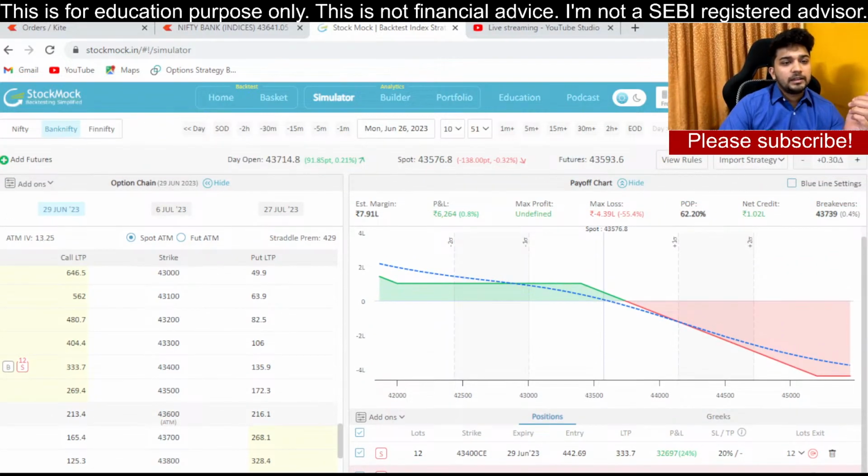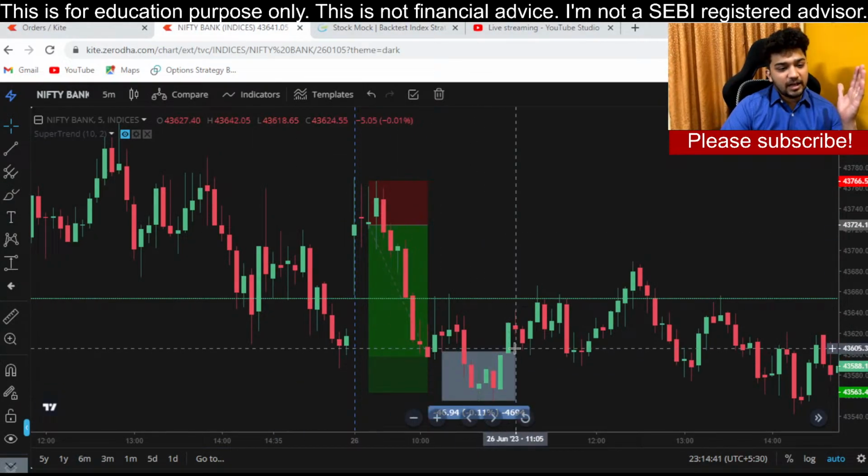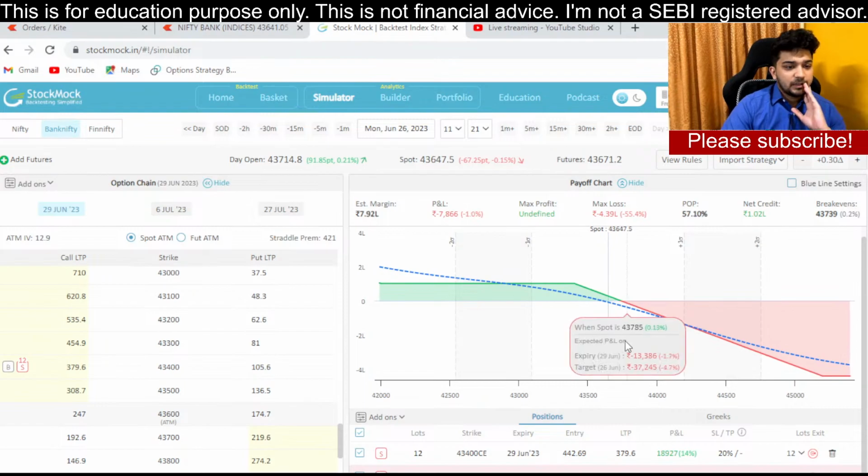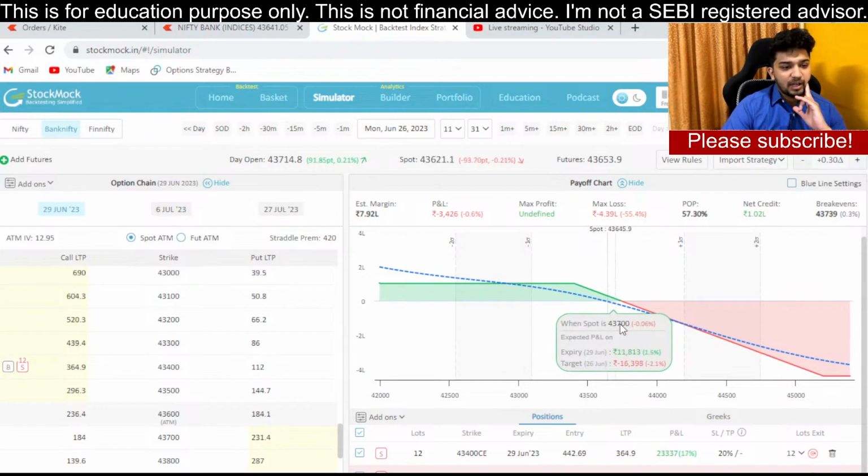Then what happened was the market started going up against our direction here. It started going up, came all the way to 43,683. Now see, that's the up that we are seeing right now.